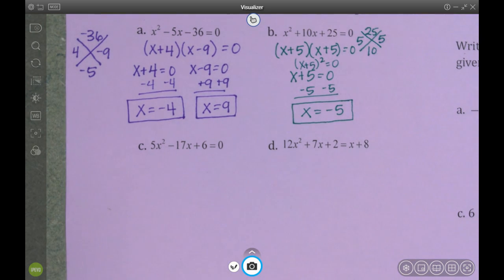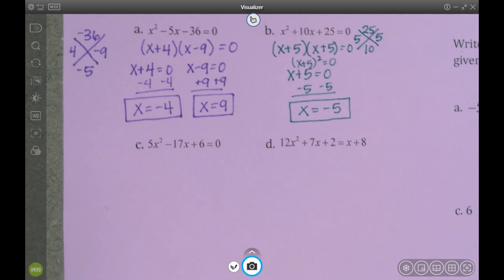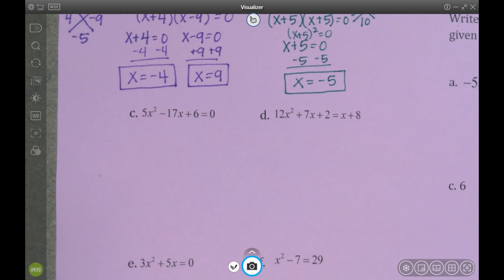Yeah. That's normally how I'd have done it too. I just didn't want to take the time to write it. Okay. Part C. Can I factor it that same way? No. Why not? Because there's a 5.